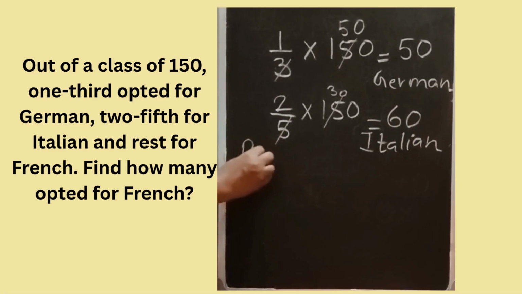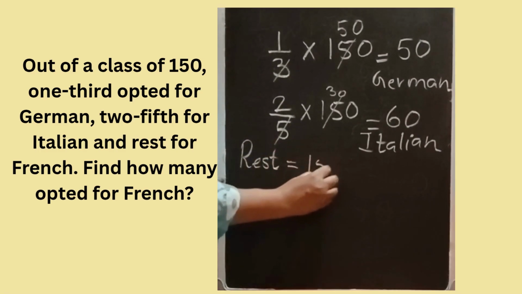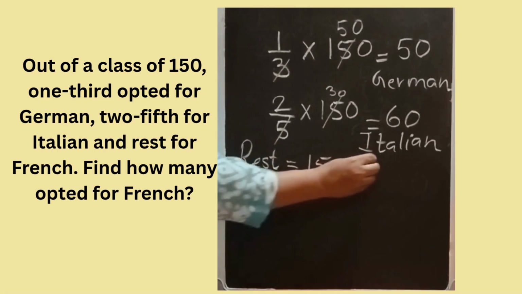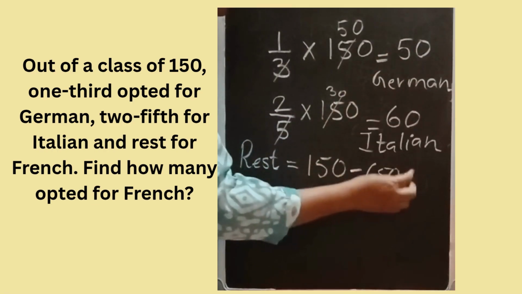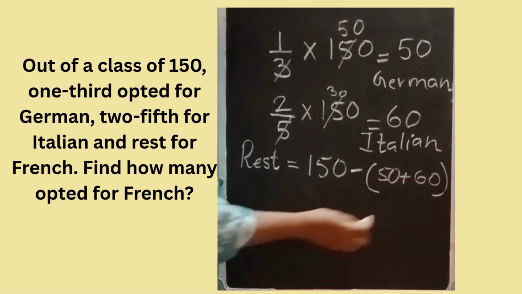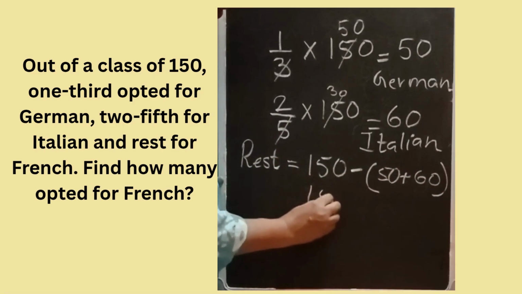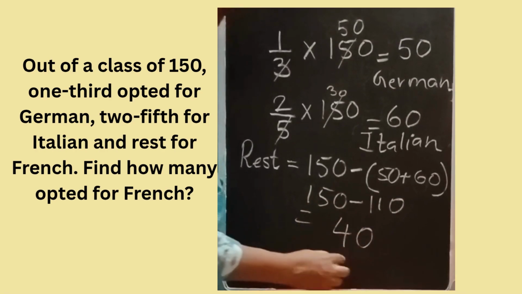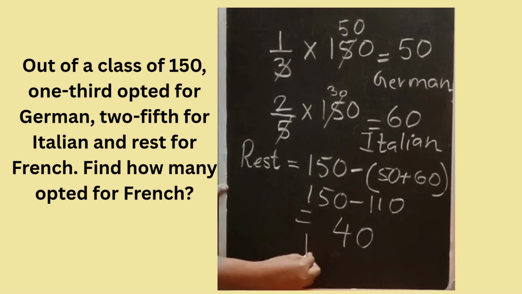The rest opted for French. Okay, so we will subtract from 150, the total number of children, these two: children who opted for both German and Italian. That is 50 plus 60. So 150 minus 110 is equal to 40. So the answer is 40. 40 children opted for French.